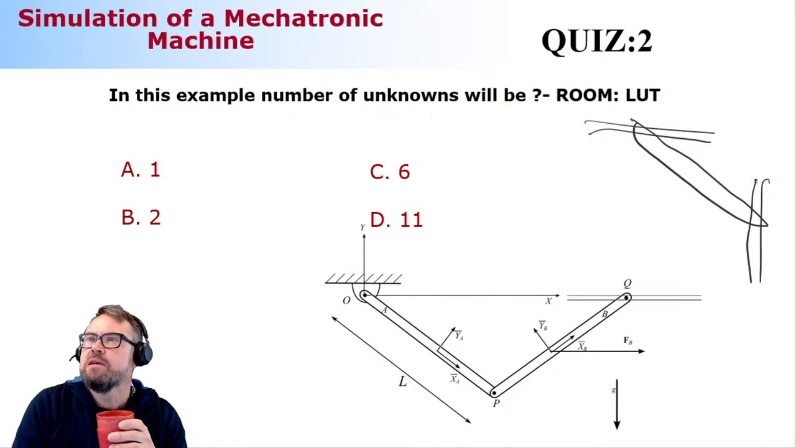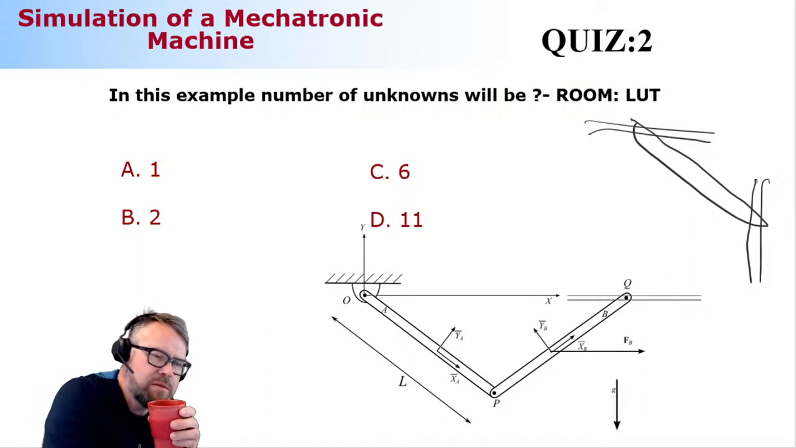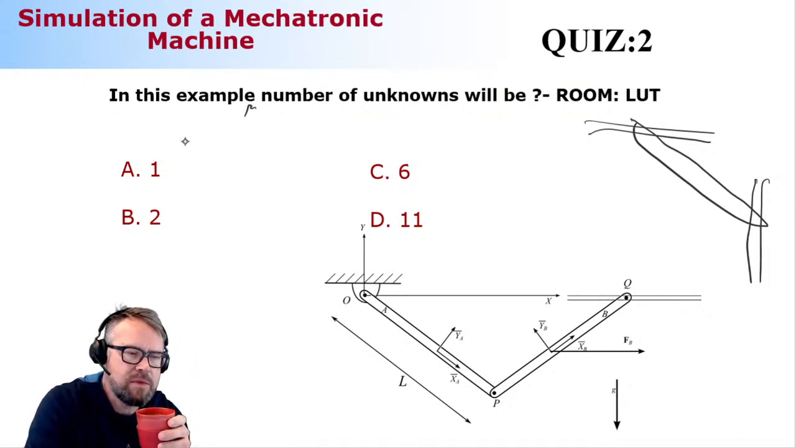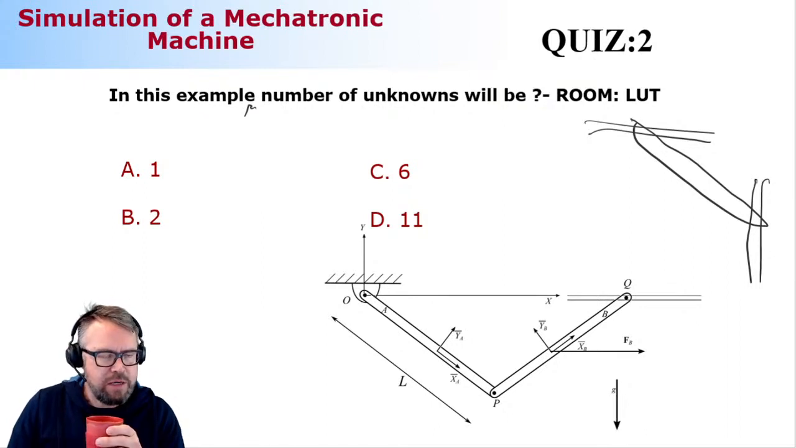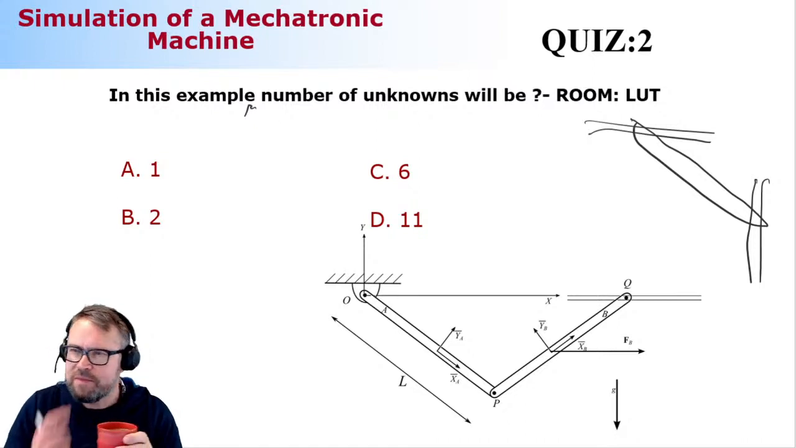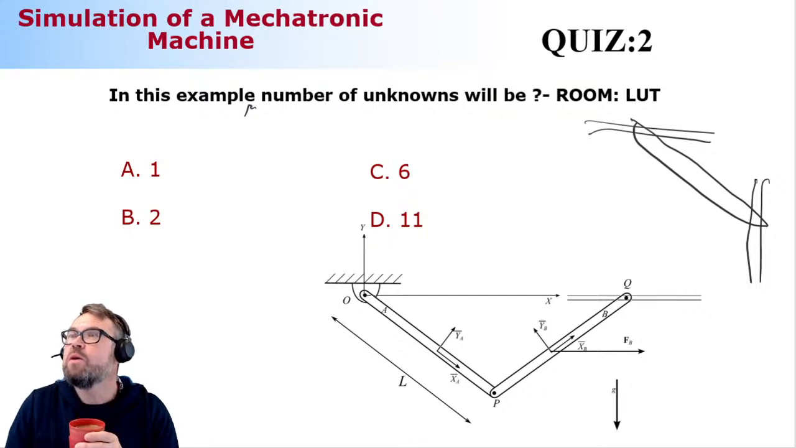Okay, so back to this one. In this example, the number of unknowns will be how much? Options are 1, 2, 6, 11. And again, you guys are getting started with the 100% success rate. And now when you do this, I'm going to start showing you another thing.